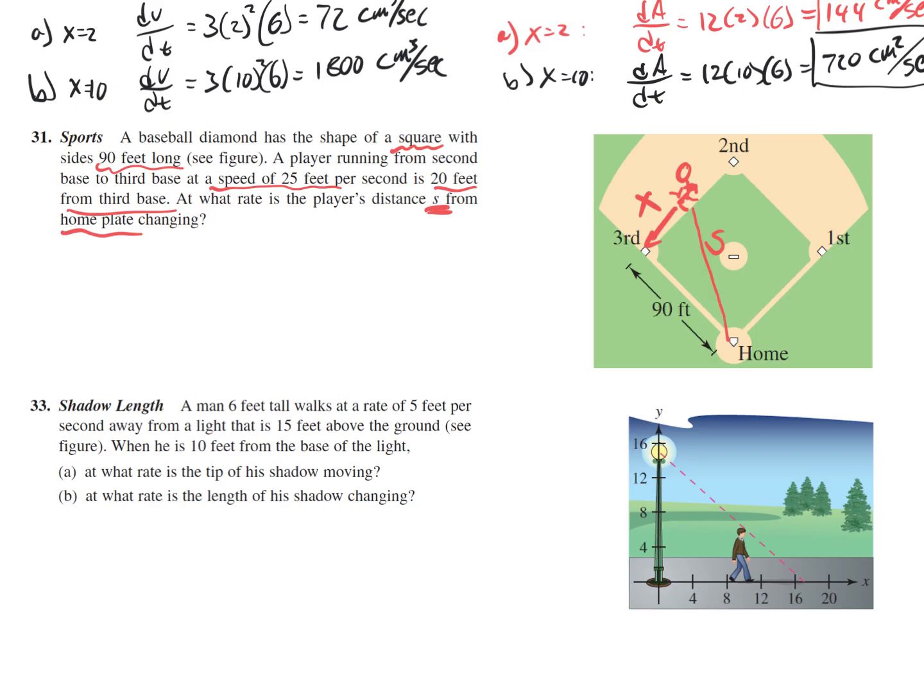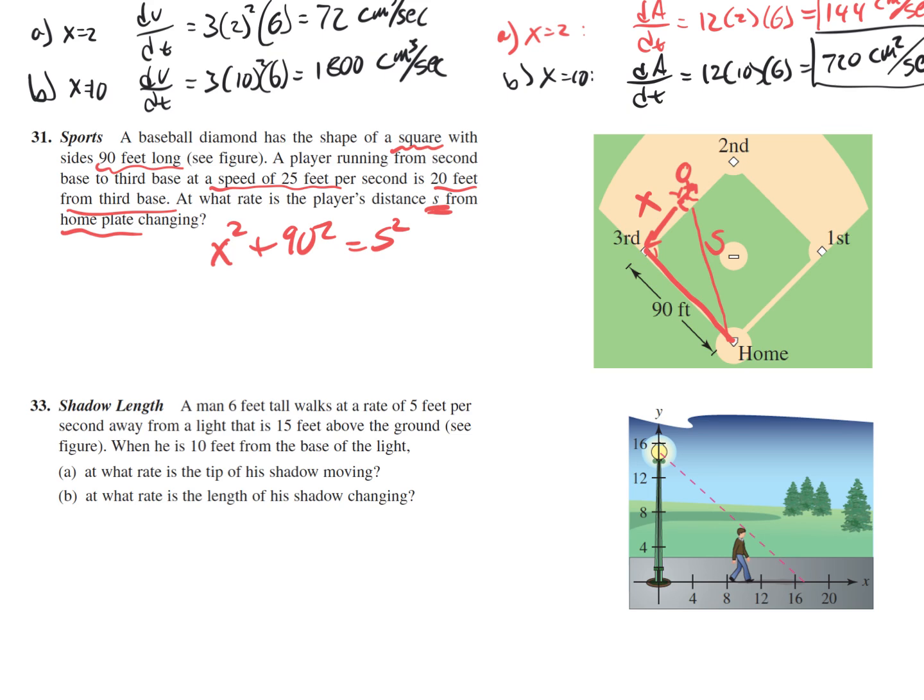So the distance between third base and the runner is changing, and the distance between home plate and the runner is changing. Since this is a square, we have a right triangle. And we know that this distance from third to home plate is 90 feet. All right, so we need an equation to relate these variables. Since it makes a right triangle, we've got the Pythagorean theorem. The Pythagorean theorem says a squared plus b squared equals c squared. Make sure the hypotenuse is in your c spot. So x squared plus 90 squared equals s squared. So there's our equation that relates all the variables.